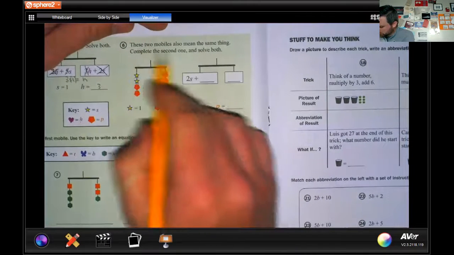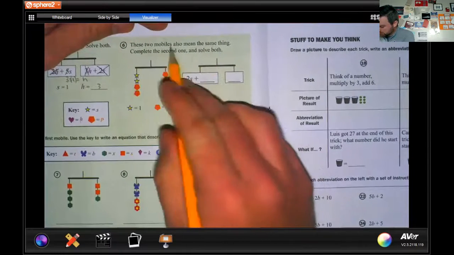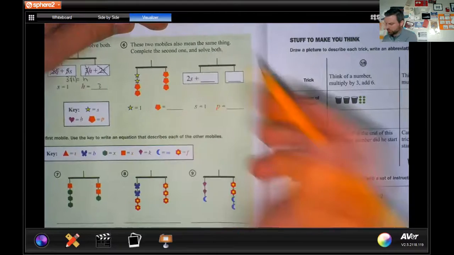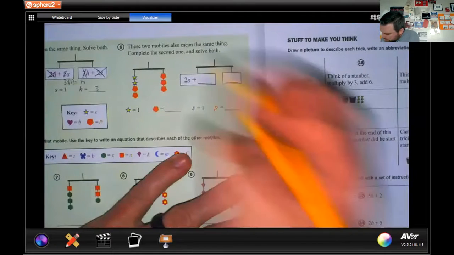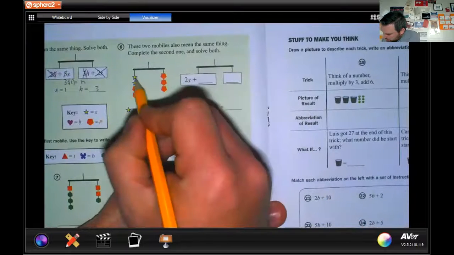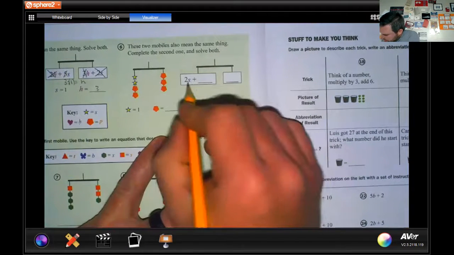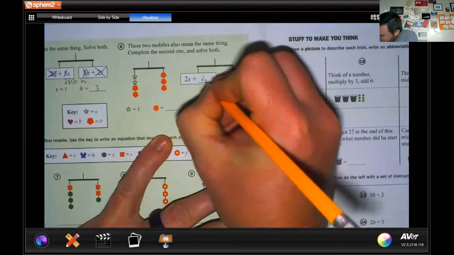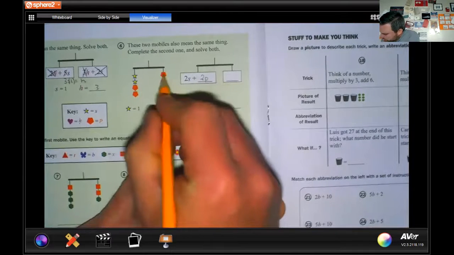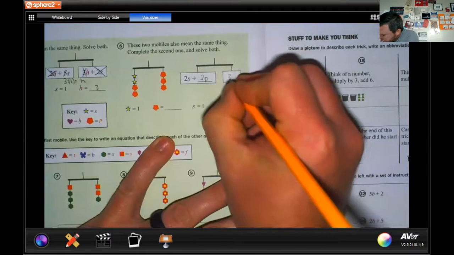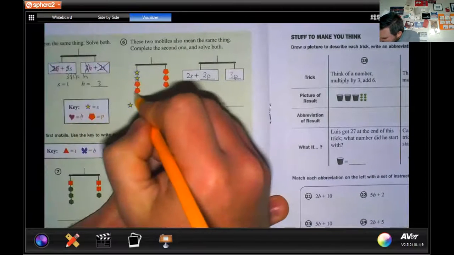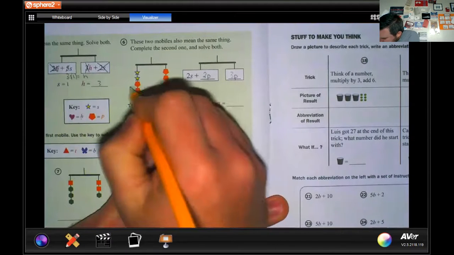These two mobiles also mean the same thing. Complete the second one and solve both. All right, so I have 1, 2 stars, so 2 stars. I have 1, 2 pentagons, so 2p. And then I have 1, 2, 3 pentagons, so 3p. So we filled that out. All right, let's cross some things out here. So that matches with that, and that one matches with that.